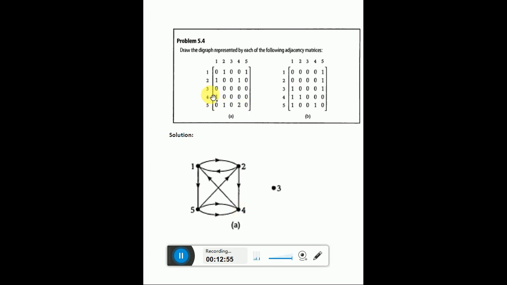And similarly, 3 is an isolated vertex that is not joined with any other vertex. And similarly, 4 is joined with only vertex 1. And similarly, 5 is joined with 2 and 4. So 5 is joined with 2 and 4 with 2 arcs.